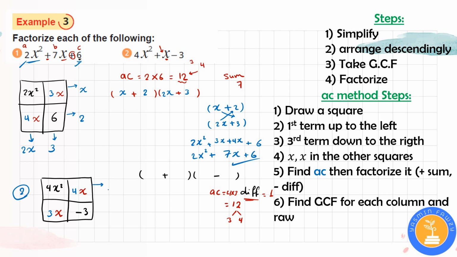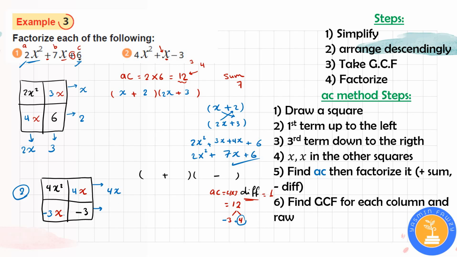Okay, the GCF here will be 4x, and the GCF here will be what? But we forgot something. Do you remember when we said that in the difference, the largest number will take the middle sign? Okay, which one is the largest? 4 is the largest, and the middle sign is positive. So the 3 will take what? Will take the negative because it's smaller. So I'll put here the negative.